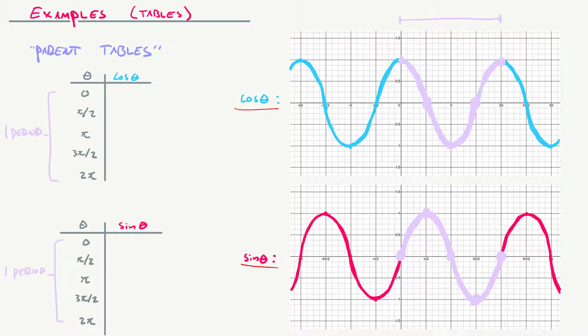So I put one period on the theta column here, and then I'm just going to list out these really easy to graph y values at these specific points. So for cosine, the pattern is 1, 0, negative 1, 0, 1. For sine, it's 0, 1, 0, negative 1, 0. And those are the tables that we're going to start with when we start manipulating them to do the transformations.